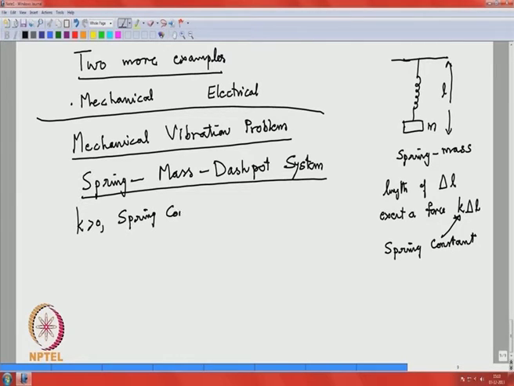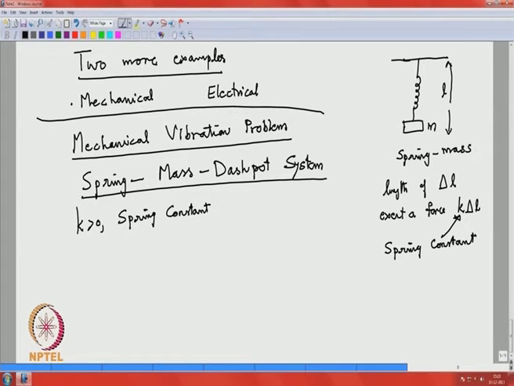You will have vibrations by Newton's second law. When you have a spring and there are no external forces, nothing else, when you start it vibrating, it should keep vibrating without stopping. We want to see all that phenomena.